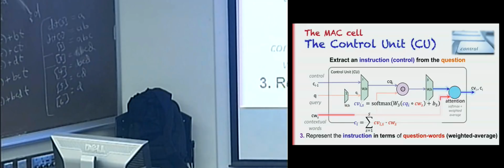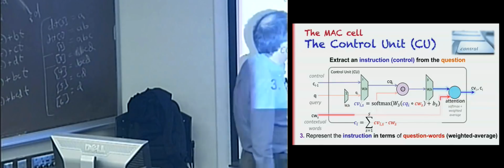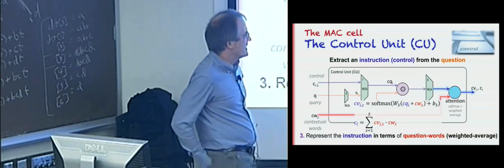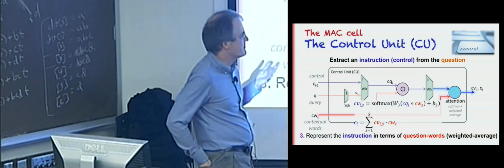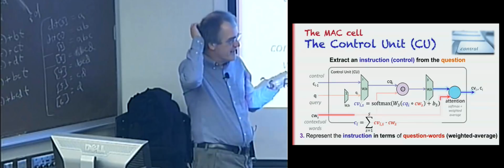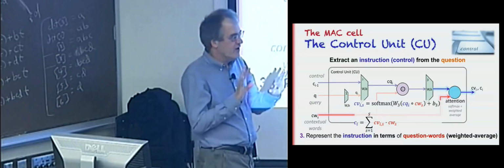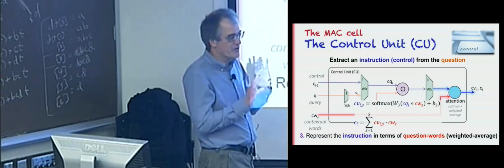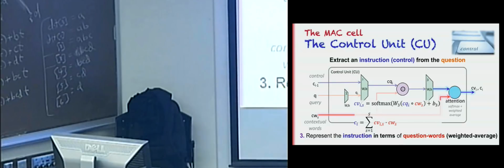So we have another neural network layer here where we can learn parameters to calculate things. And then at the end here, we use attention back to the words of the question. What we're saying is that we represent the control signal as a weighted mixture of the representations of the words in the question. So we place attention back onto the words of the question and calculate a weighted average of those, and that gives us our final control signal.